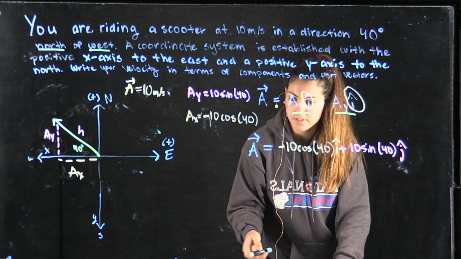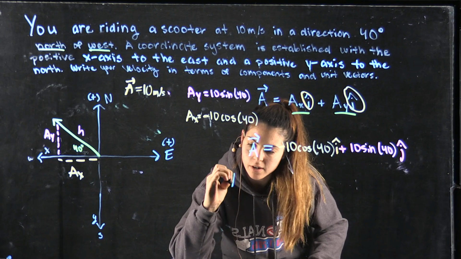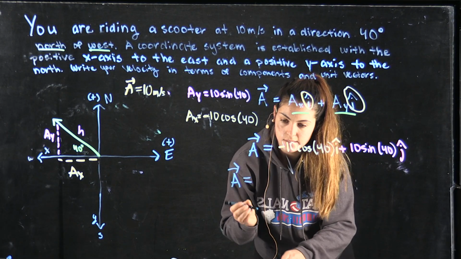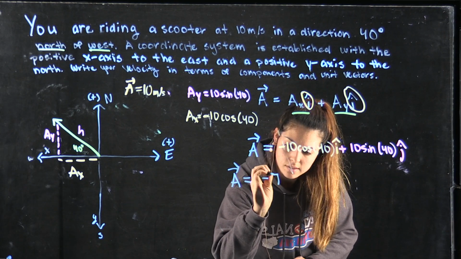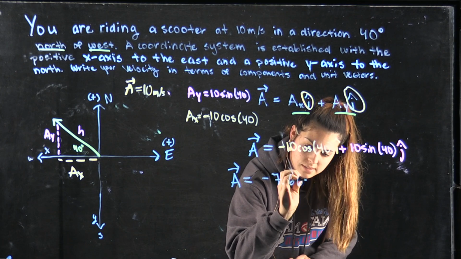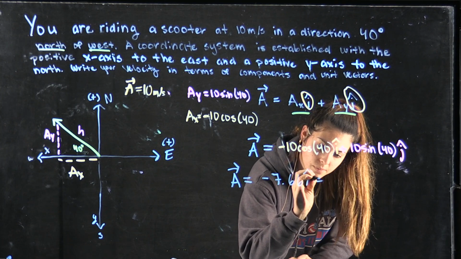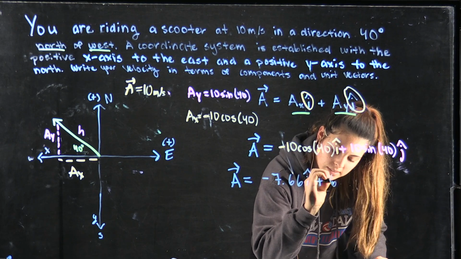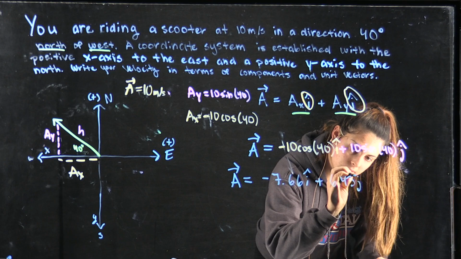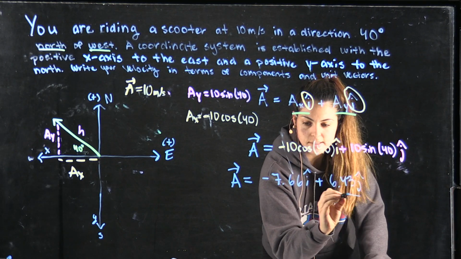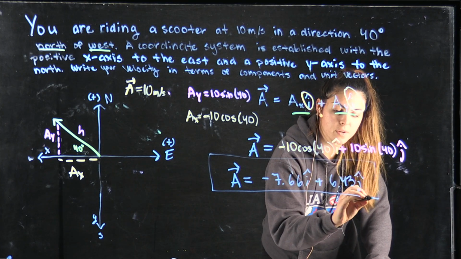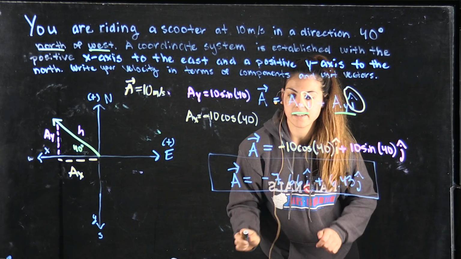Once we have done the math on our calculator, we get negative 77.66 i plus 6.43 j. And that, my friends, is the solution to our wonderful problem that Professor Anderson has created for us.